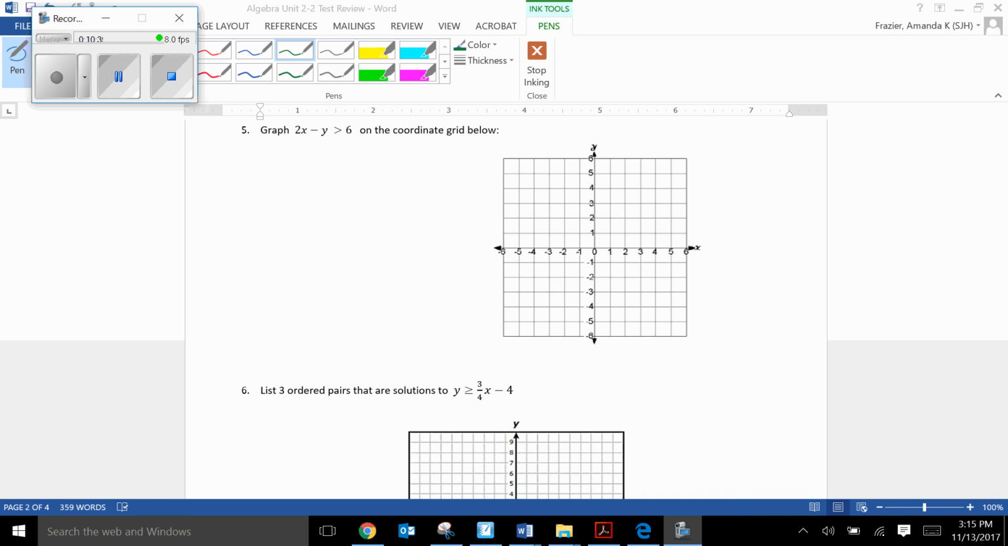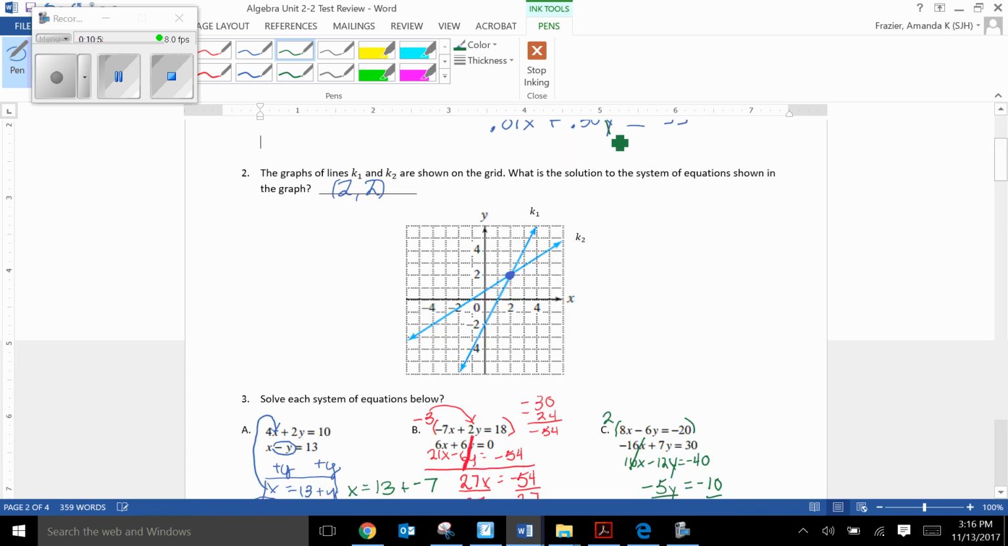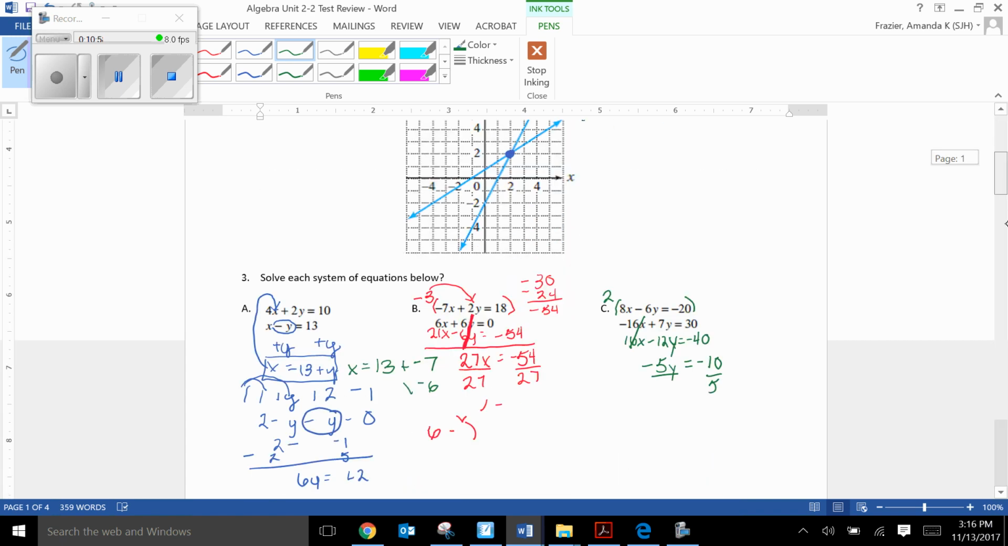Okay, number 5. Graph 2x minus y is greater than 6 on the coordinate grid. So remember, to graph, we have to put it in slope-intercept form. So that means I'm solving for y. I need it to look like y equals mx plus b. Oops, sorry, made a big jump.